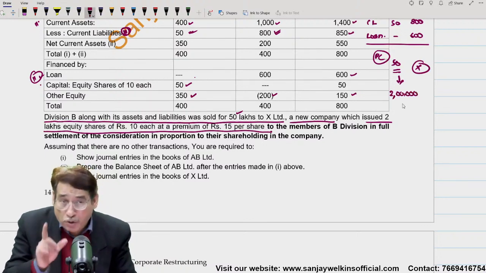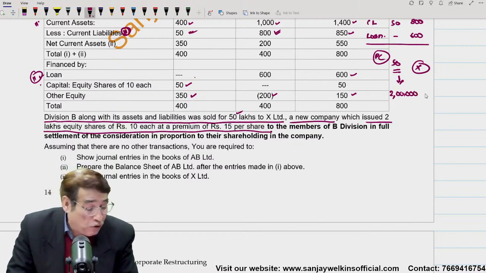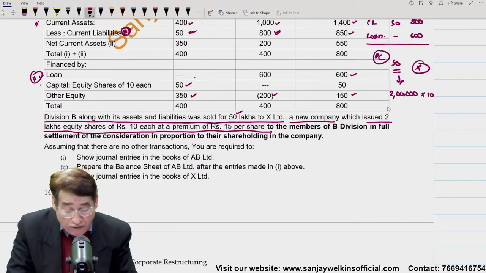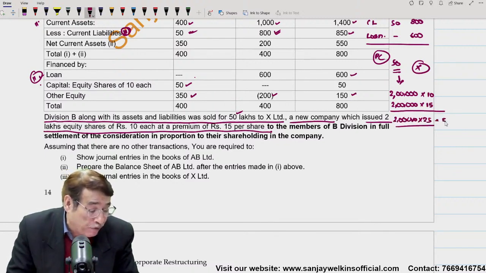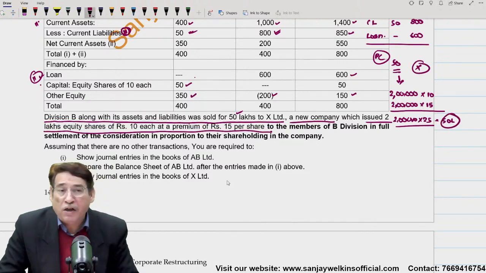It is going to issue 2 lakh shares and the face value of the share is 10. But this entity will issue the share at a premium of 15 per share. That means the new company is delivering 2 lakh shares at an issue price of 25. It comes to 50 lakhs. Is it clear to you?